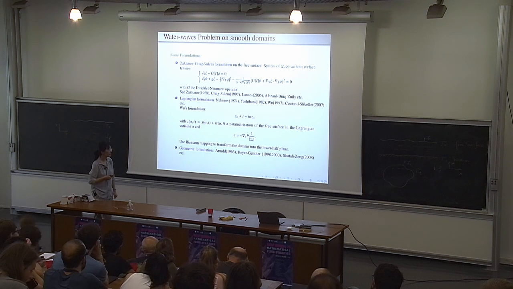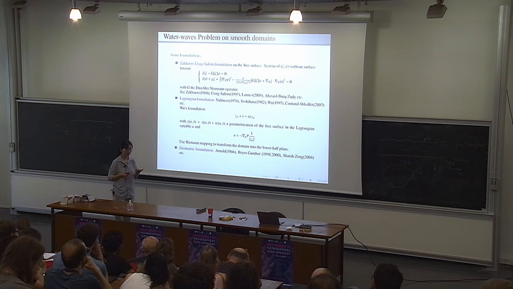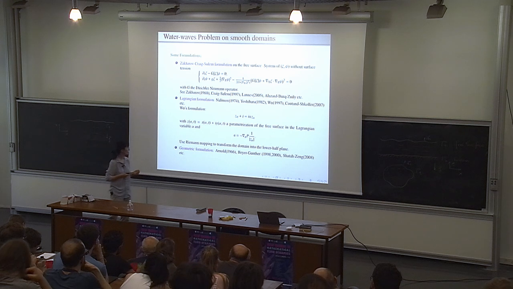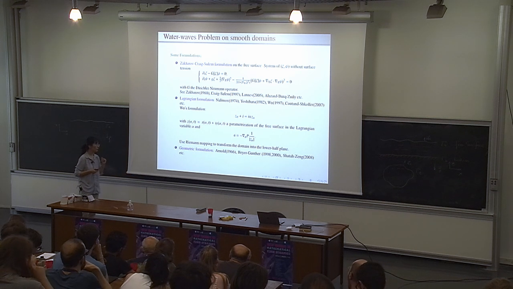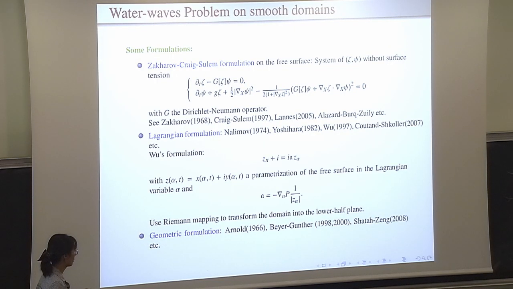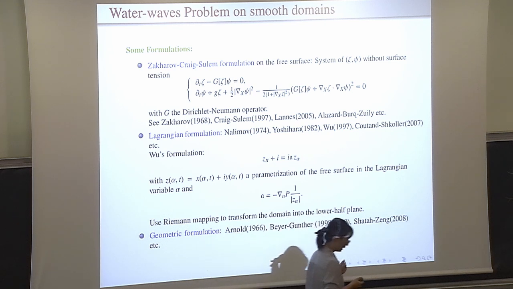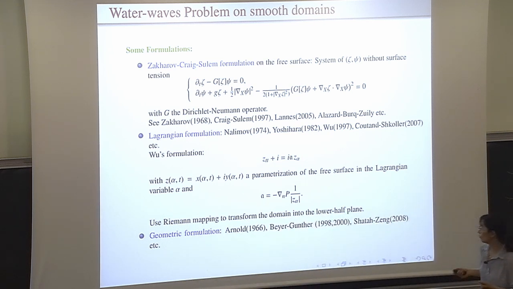And of course, the Taylor sign condition sometimes varies in different forms, but people always keep the main part. Okay. And there is also a geometric formulation by Alazard, Burq, Zuily, and Shatah-Zeng. And in our works, we use the geometric formulation by Shatah-Zeng. So I will introduce this later.